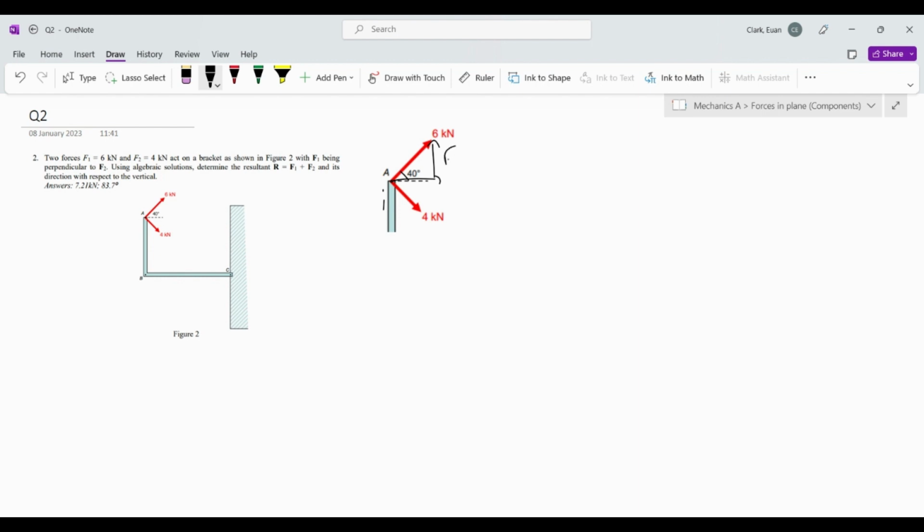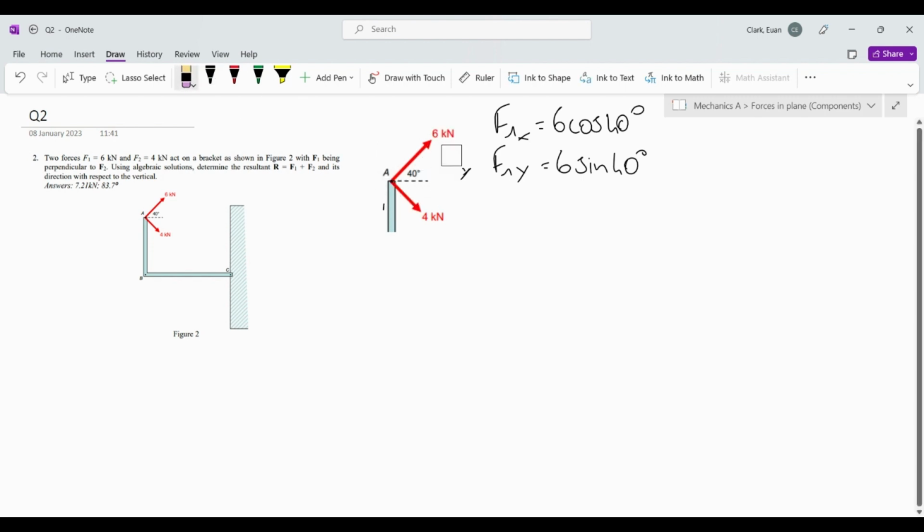So let's call this F1y, this is y, and this is F1x. So F1x is equal to 6 kilonewton cosine, because it's the adjacent side, so 6 cosine 40 degrees, and F1y is equal to 6 sine 40 degrees, because it's the opposite to the angle. Fantastic.